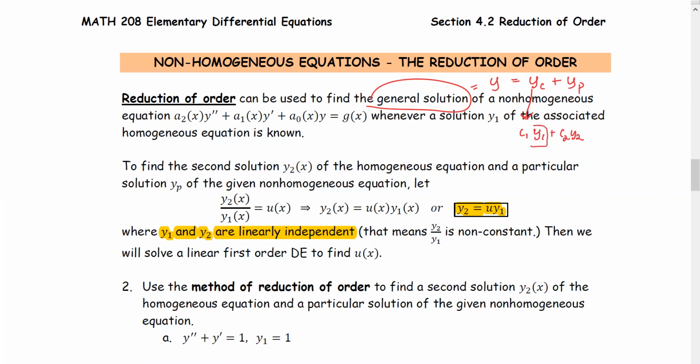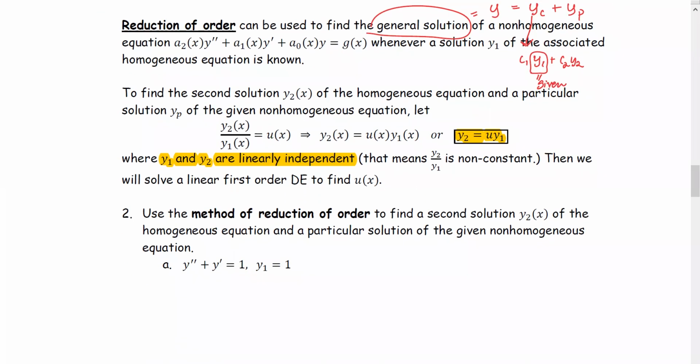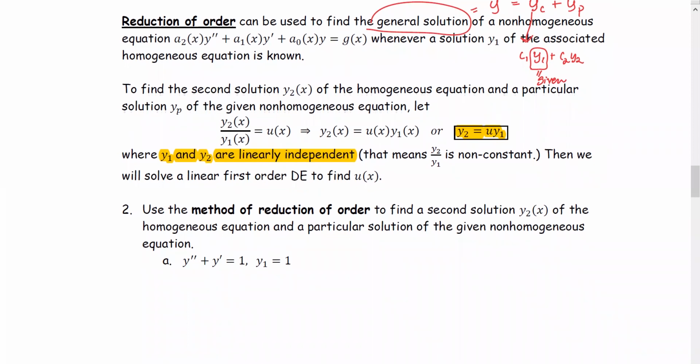y1 is given, or y1 is known. So we are going to find the rest of the solution, which forms the general solution of the non-homogeneous equation. y1 and y2 are linearly independent, therefore y2 over y1 is not constant. So we are going to treat y2 as the product of the function u and the known solution y1.